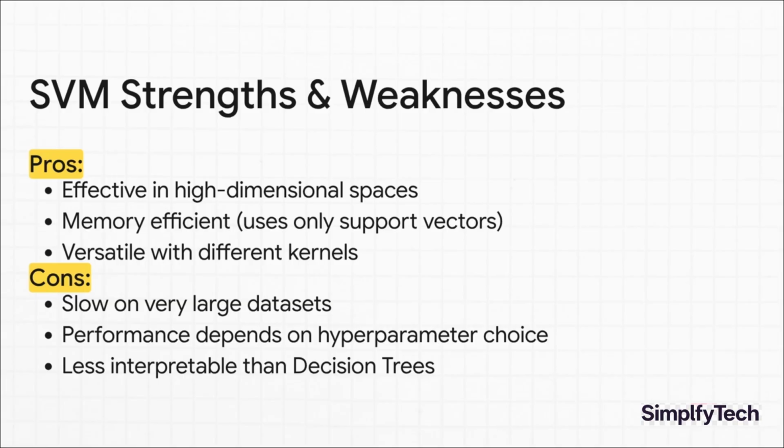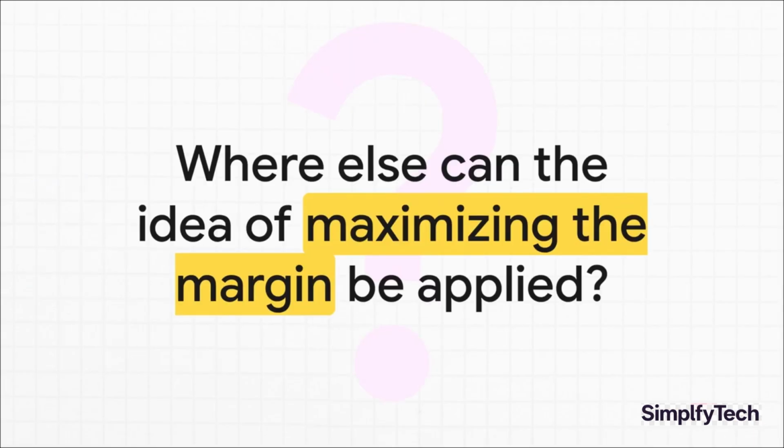And you do have to be ready to experiment a little to find the best kernel and those C and gamma values for your specific problem. So to wrap all this up, let's just think a little bigger for a second. The core idea of the SVM, not just finding any boundary, but finding the one that creates the most breathing room, is such a powerful principle for making robust decisions.